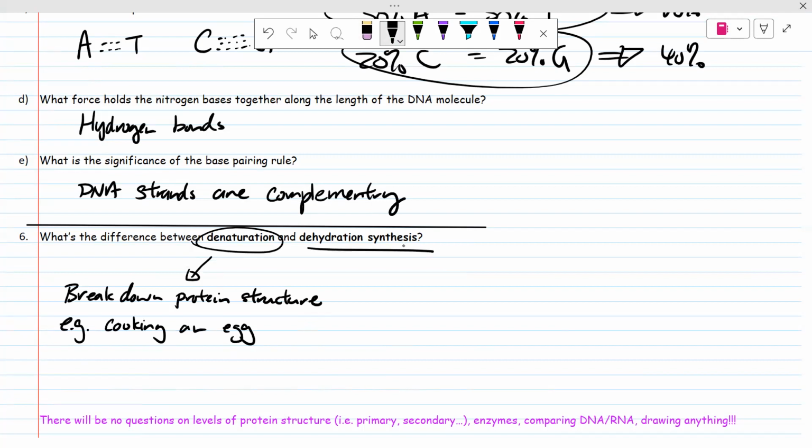Dehydration synthesis is when you have two monomers and you connect them together. They are completely different concepts.